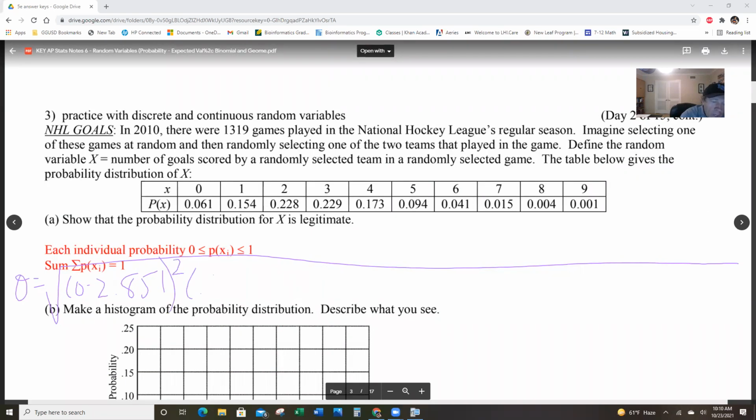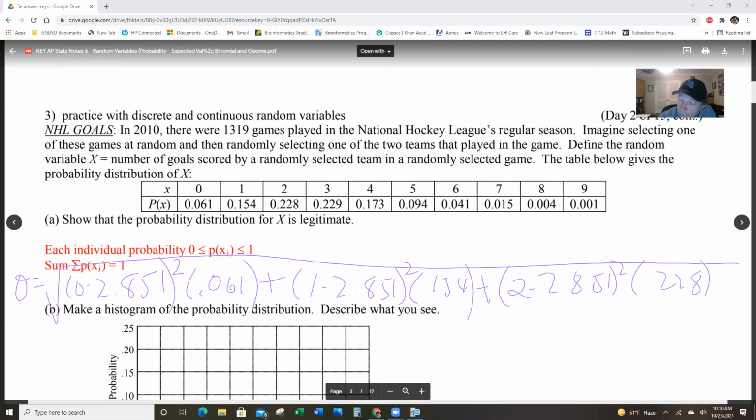2.851 squared times 0.061 plus 1 minus 2.851 squared times 0.154. Wow. Plus, I'm going to run out of room and I'll stop doing it. Plus 2 minus 2.851 squared times 0.228.